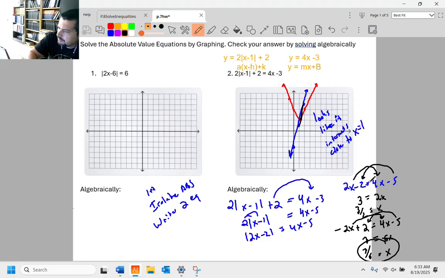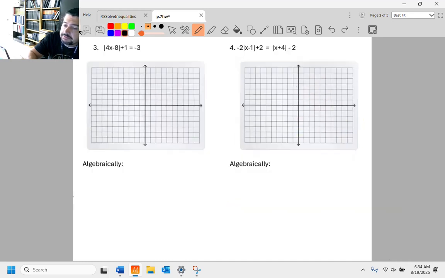2x minus 2. Took away 2, added 5. I don't see anything. Anyways, it's 7, 6. It's the right answer. All right, what's the next interesting one? Probably number 3. Yeah, we'll do number 3.